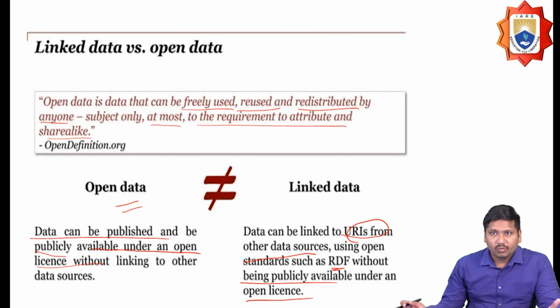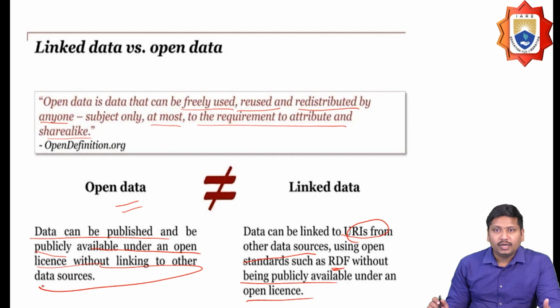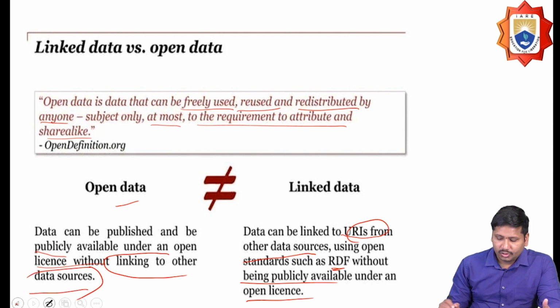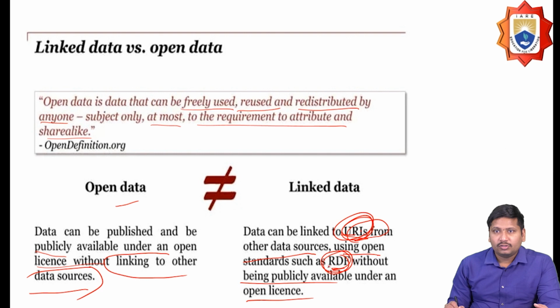What is the difference between open data and linked data? With open data, the data is published and publicly available under an open license, without linking to other data sets. With linked data, the data can be linked by URI to other data sources using open standards such as RDF, without necessarily being publicly available under an open license. This is an important distinction.